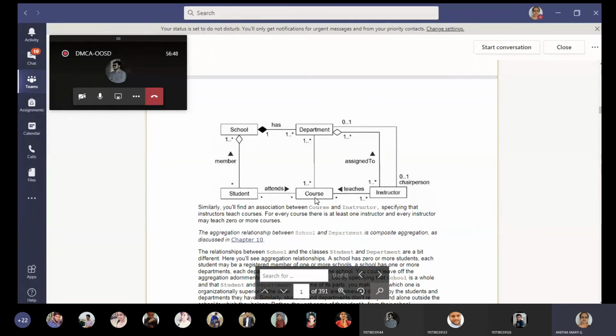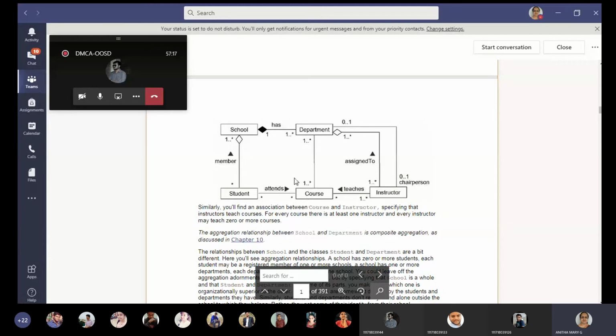Department and course also can be given association. So in most of the diagrams, among relationships, we use association only. If you have any confusion whether to use dependency or generalization, in that case, most of the time it will be association only. So course and department, how they are associated? That's why we are giving the association symbol.